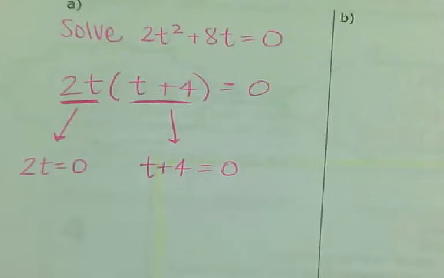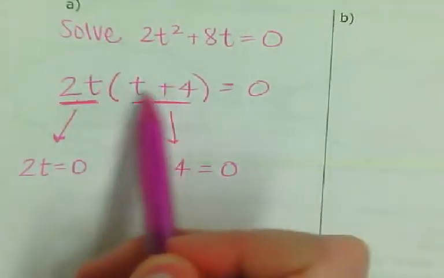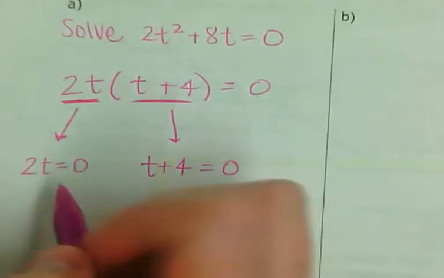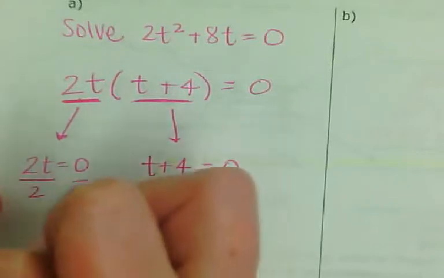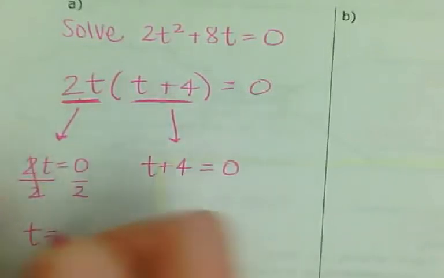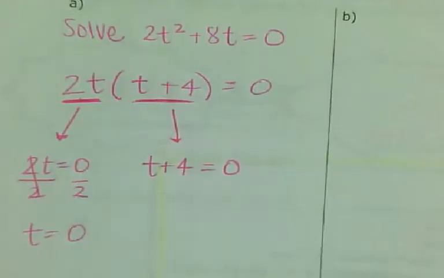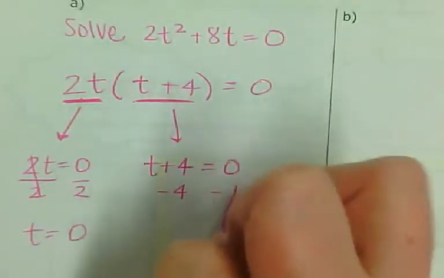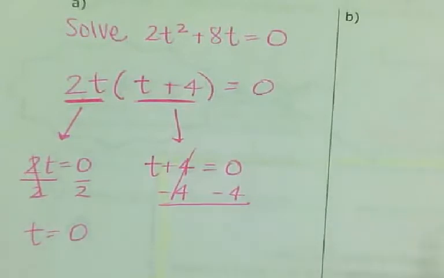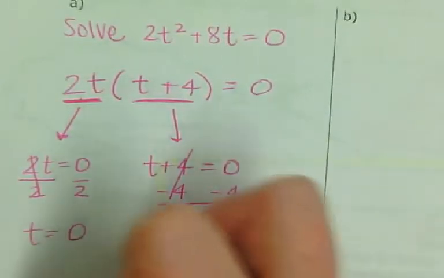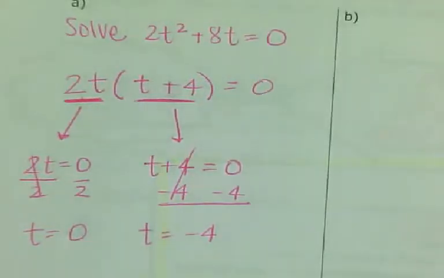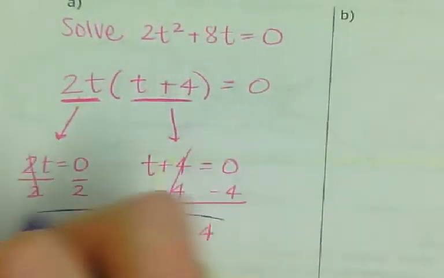Not yet, at least. We can later. But this is one way of doing it. We can break it into linear factors because we have factored it down, and we can set these equal to 0. Well, here I would divide both sides by 2, and I would have 0 over 2 equals 0, so t is 0. And then over here, I would subtract 4 on both sides, so it will cancel, and I have t equals negative 4. So that's my answers to the problem. T equals 0 and t equals negative 4.